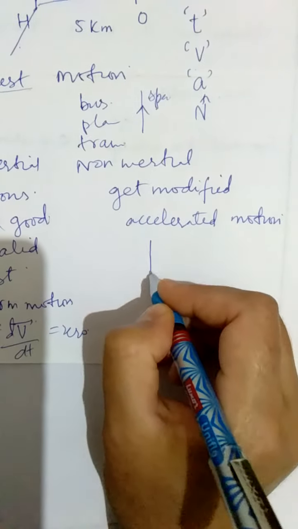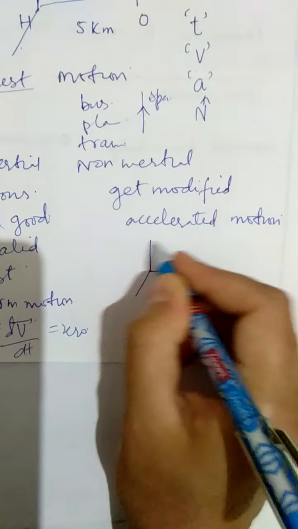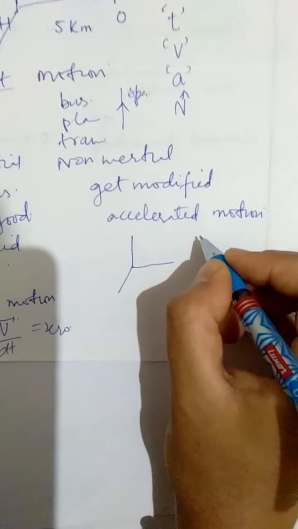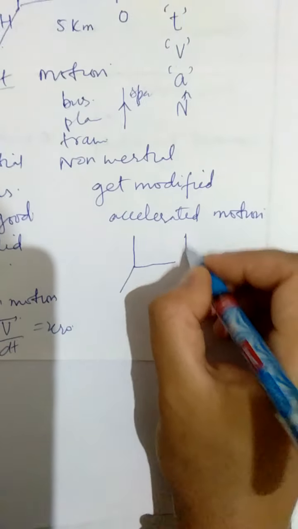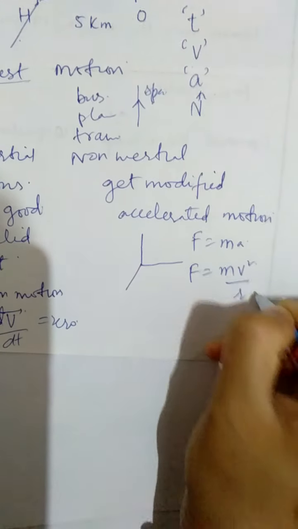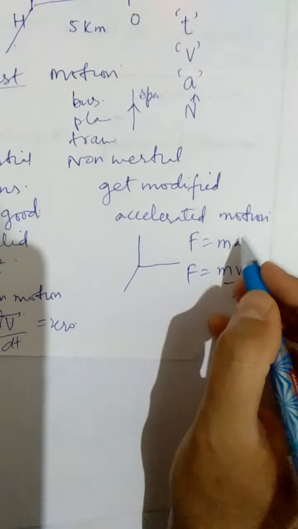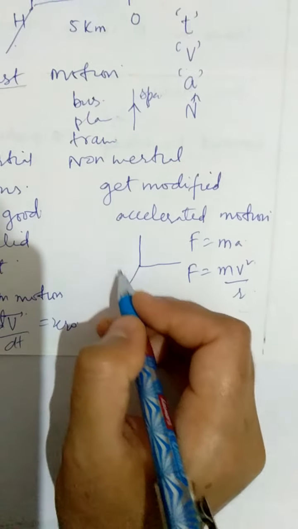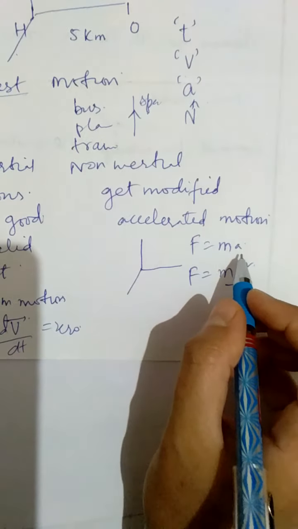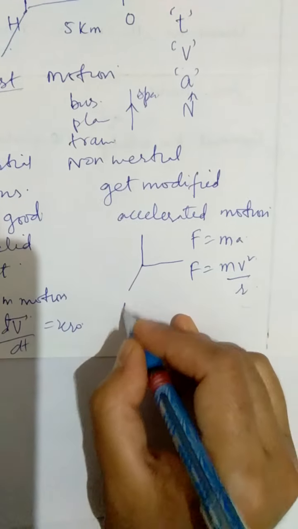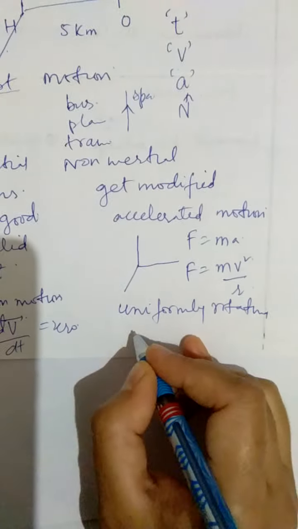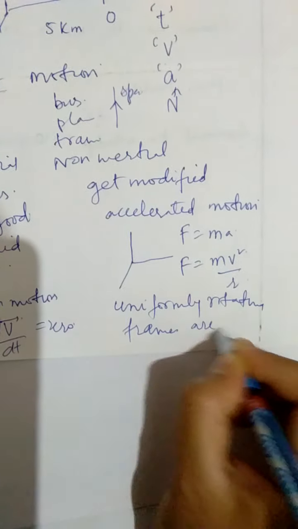Now, even if you have a frame that is rotating with a uniform velocity, even then it is non-inertial, because we know that in case of rotation, centripetal acceleration is still associated with the system. We know that F is ma, and in case of centripetal force, this is written as mv square by r, right? So what is this v square by r? It is the centripetal acceleration. So even if a frame is moving with a constant speed, it still has an acceleration, and that acceleration is called centripetal acceleration. Therefore, uniformly rotating frames are also non-inertial.